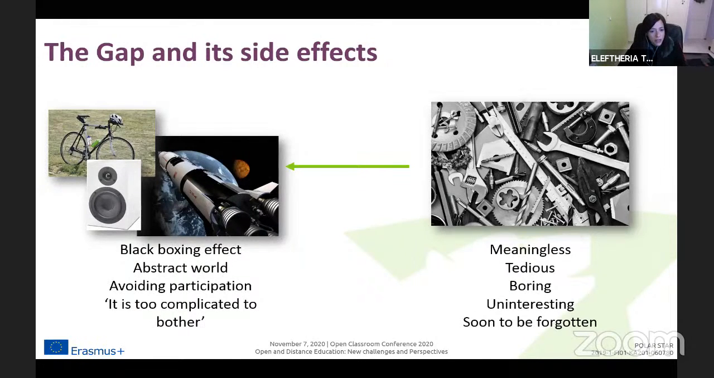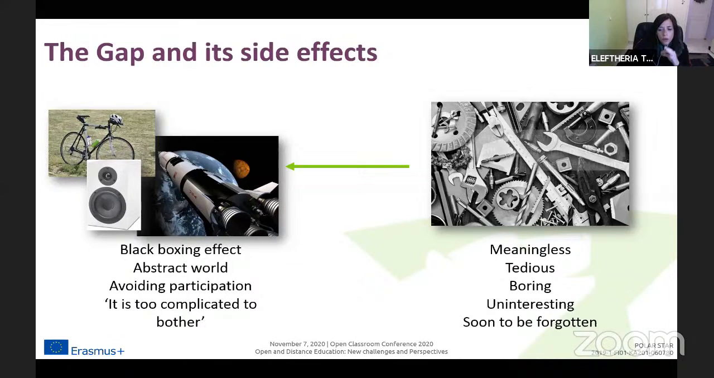And when they go out in real life, they like using tablets and cars and bicycles and whatever else, but there's this black boxing effect. They never really care to look inside and see, how does this thing work? How is it made? And dive into the technology that they see around them and the phenomena that they see around them. And that often leads them to this idea of an abstract world that they don't really understand how it works. And usually when you ask them to dive into something a little bit more scientific, they avoid participation. They think it's a little bit too complicated to bother.